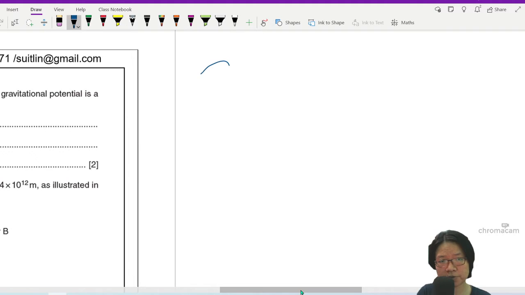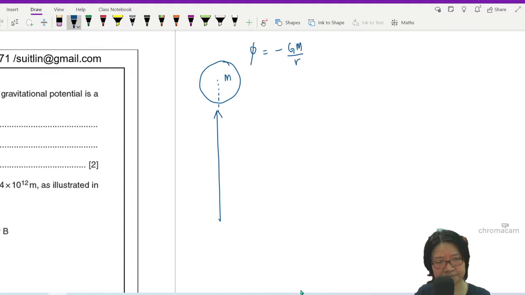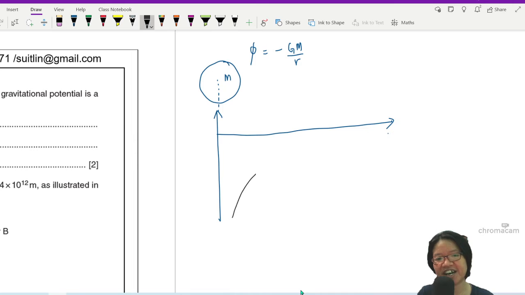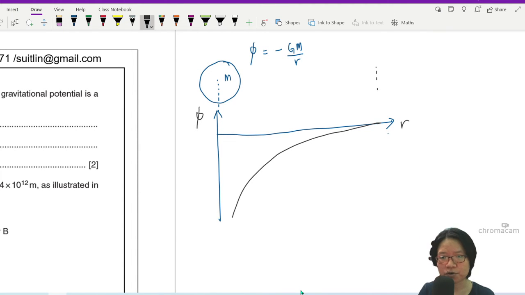Okay, very quickly. So let's say this is an object or a planet or a sun. It doesn't really matter. Okay, and this is m. All right, so gravitational potential is given by the equation negative GM over r. The graph will look like this. Of course, it touches the axis at infinity because this is potential against distance. Okay, so let's say you have a random mass here at infinity.